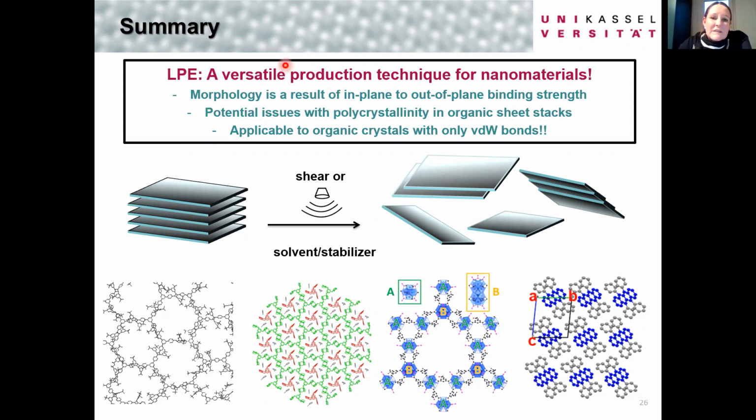And really the versatility is what counts. The sheets will not be perfect, they will be small, not only monolayers, but you will be able to apply it to a whole host of structures. The morphology that you obtain, at the end of the day, is a result of the in-plane to out-of-plane binding strength. So it can, to some extent, already be predicted. So we can, for example, at least to some extent, predict for a new material, can we make monolayers or not?